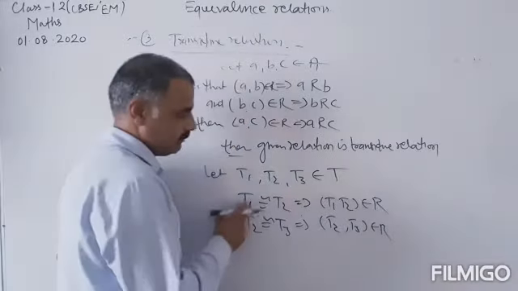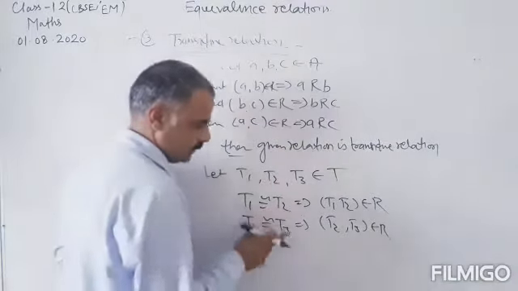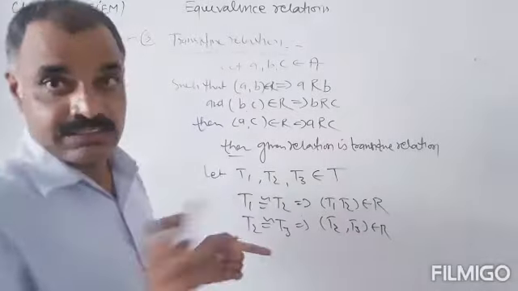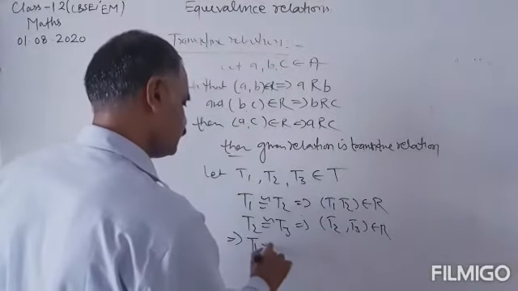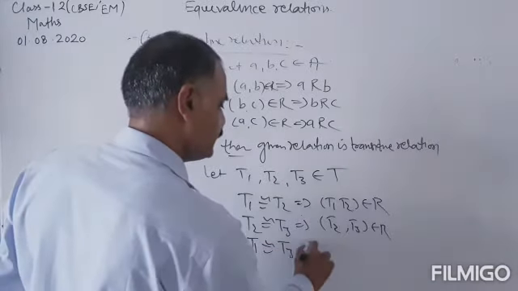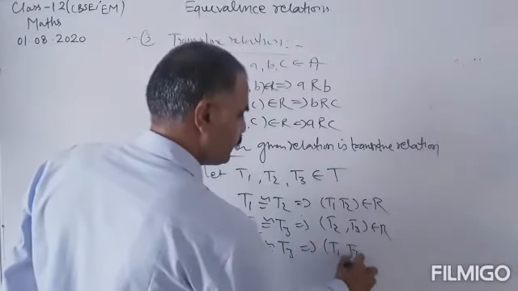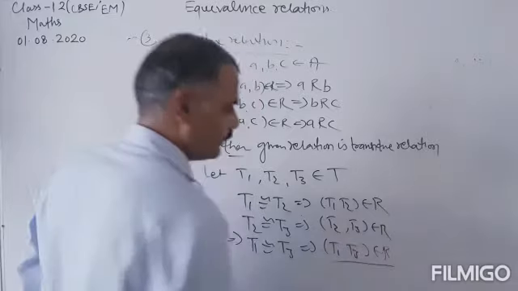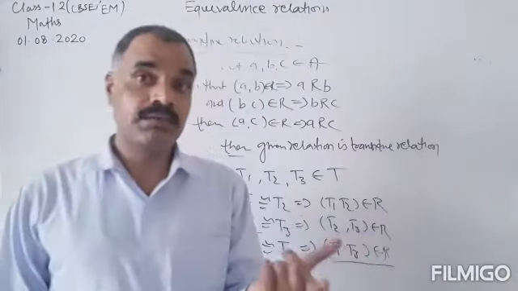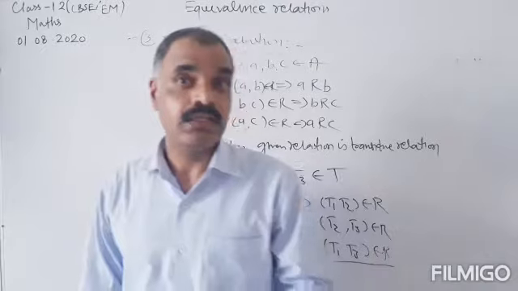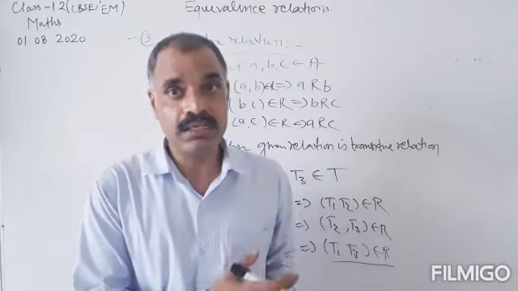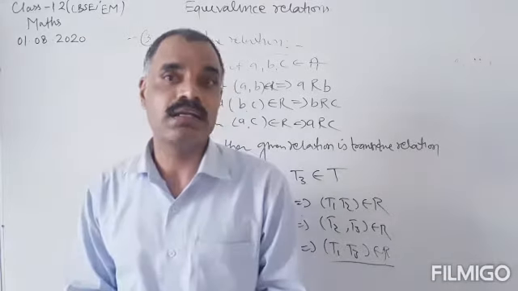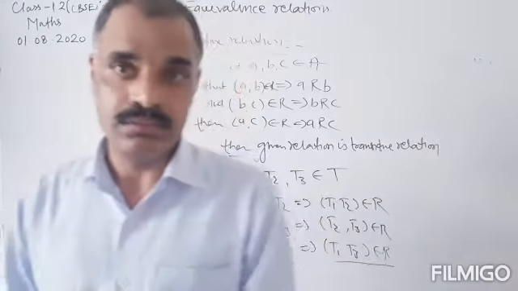Now since T1 is congruent to T2 and T2 is congruent to T3, this also implies that T1 is congruent to T3. It means (T1, T3) belongs to R. Triangle 1 and triangle 3 will also be congruent triangles. So this proves that the congruency of triangles is a transitive relation.